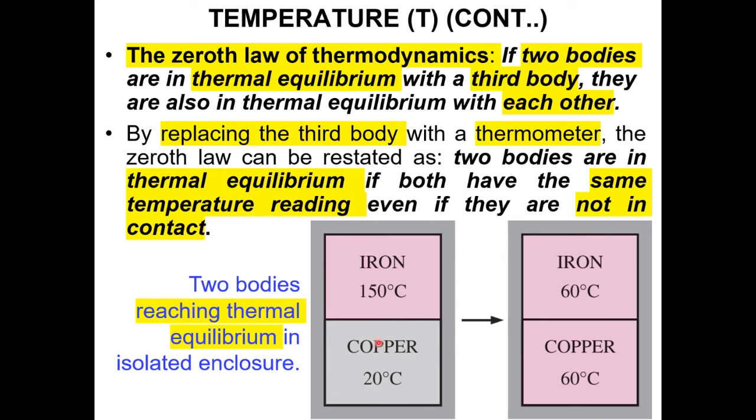Meaning you have two bodies. One is iron, which is 150 degrees Celsius, and you have a copper, which touches it, at 20. After some time, what will happen? The highest temperature will reduce and the copper's temperature will increase because there will be a transfer of heat. After some time, maybe it will become 60 and 60, and both will be in equilibrium. Both will share the same temperature. Okay, that is what the zeroth law of thermodynamics is explaining.